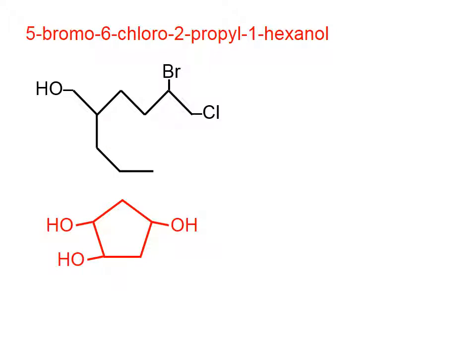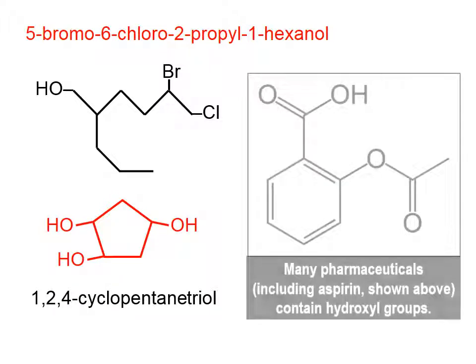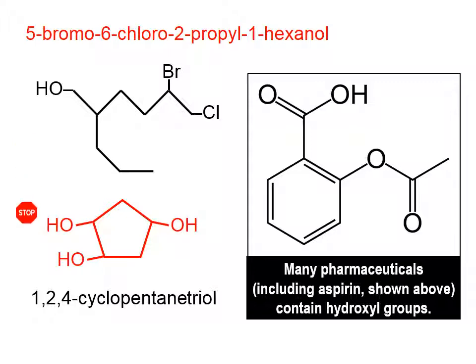Let's try one more. Here we have 3 hydroxyl groups, so the name of this one is going to end with triol, and then we have a cyclopentane sort of shape, cyclopentanetriol. Then we need to specify the location of these hydroxyl groups, and we want to use the lowest possible numbering system, and that would be numbering this carbon, carbon number 1, and then this one number 2, number 3, and number 4. So this one is going to be called 1,2,4-cyclopentanetriol.